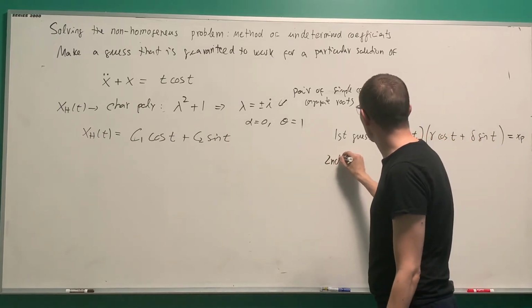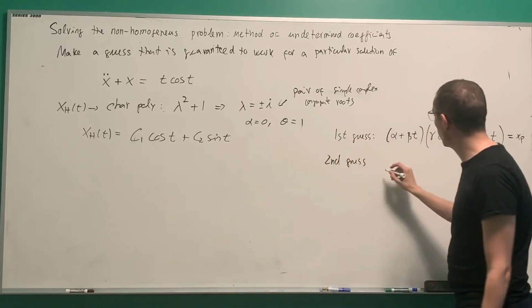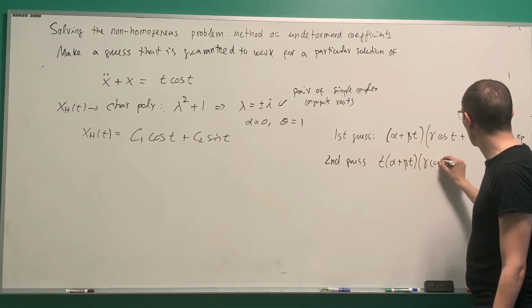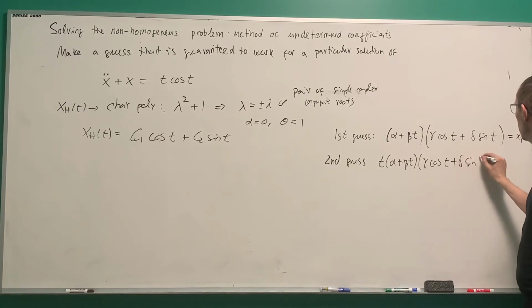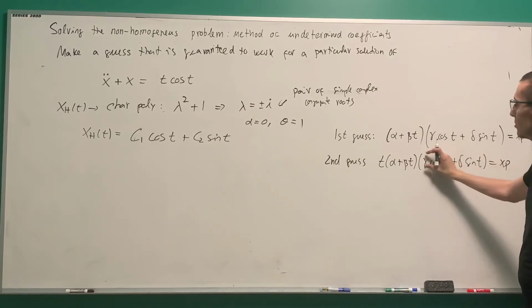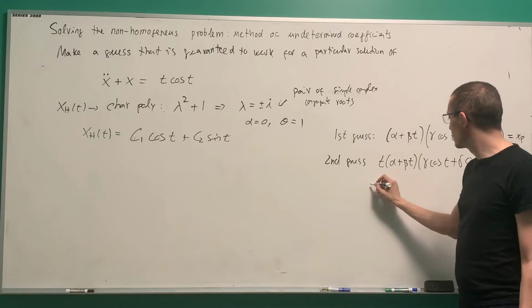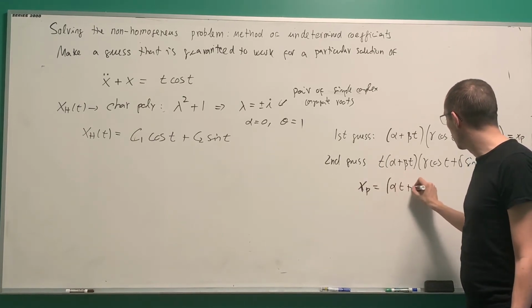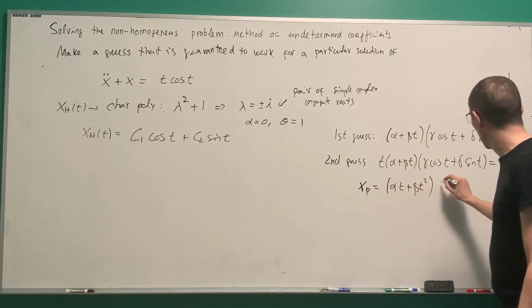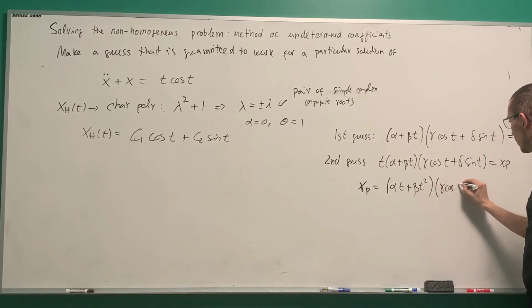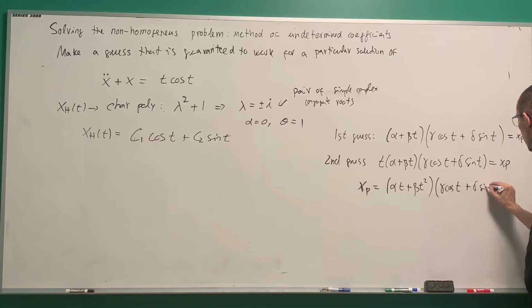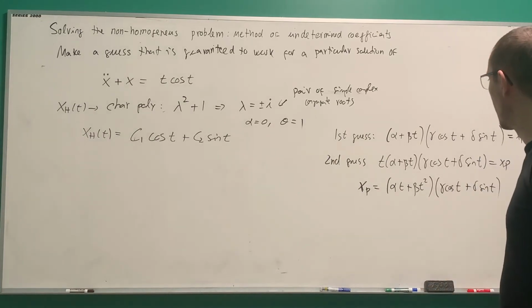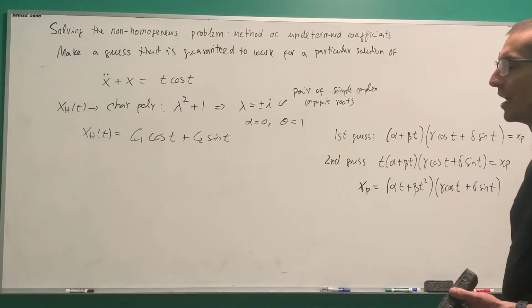We need to go to the second guess, upgrading this with one polynomial degree. So it's t times (alpha plus beta t) times (gamma cosine t plus delta sine t) equals xp. Again, this is not necessary, but I'm keeping it, which is the same as xp equal to (alpha t plus beta t squared) times (gamma cosine t plus delta sine t). That would be the right guess for this equation. All right, I hope it's understood. Let's do another.